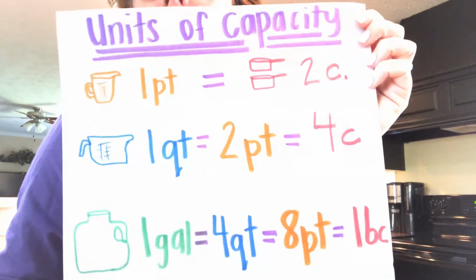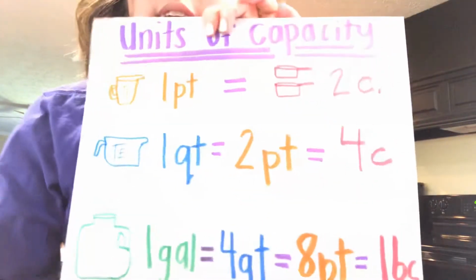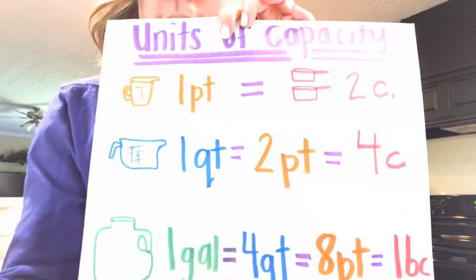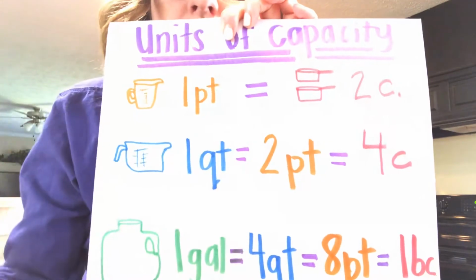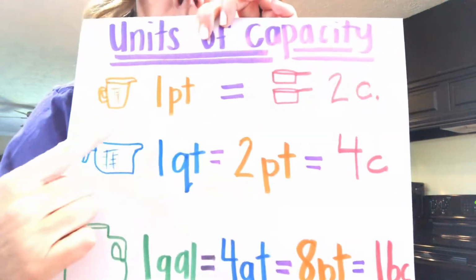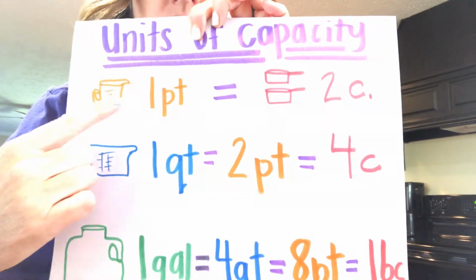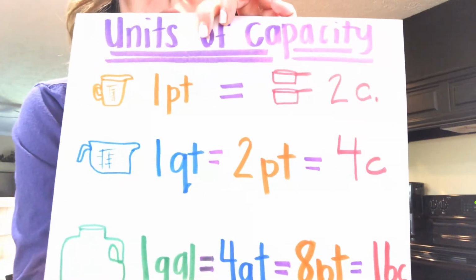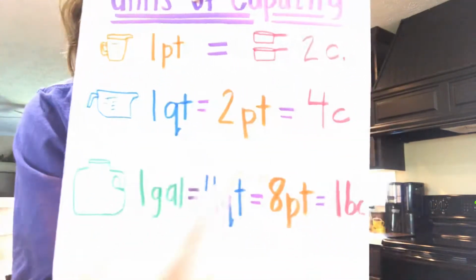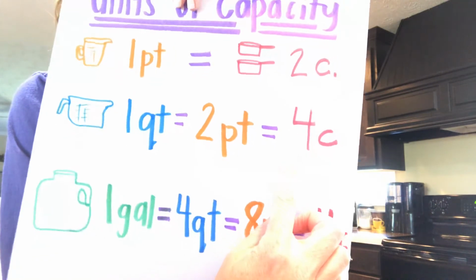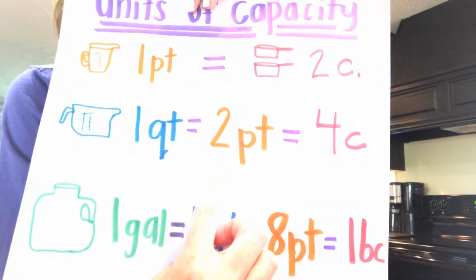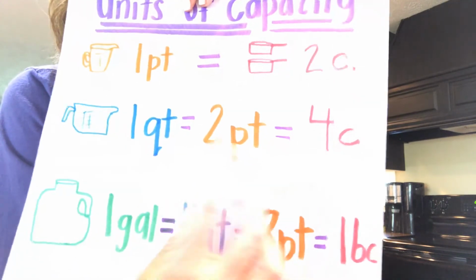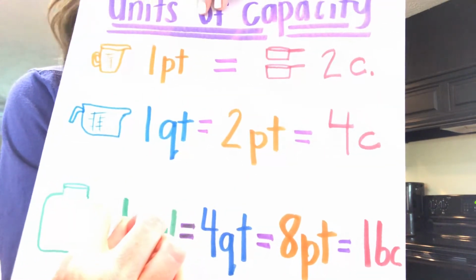So these are your units of capacity. So just so you understand that 1 pint, this measuring cup I showed you, that holds 2 cups of water, 2 cups equals 1 pint. That was one of your standard units of measurement I showed you on the other chart, right? Okay. What if I have 4 cups? Well, if 2 cups is 1 pint, 4 cups is going to give me 2 pints. And guess what? Those 4 cups is equal to 1 quart.